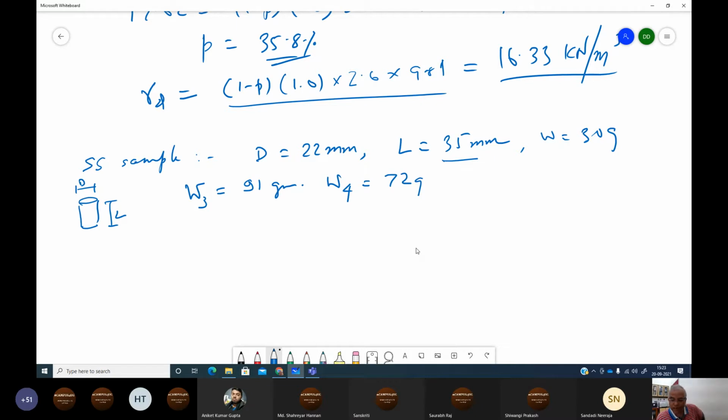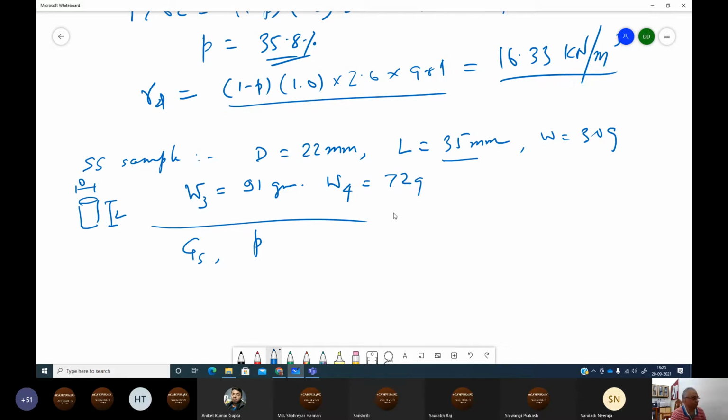Now you have to determine GS and porosity. This is basically the problem of your experiment. Exactly, this is the data they will give you. Or if you were here, you would have found this data and done that experiment. Is the problem clear to everybody? A sandstone sample having diameter 22 mm, length 35 mm, weight 30 gram.